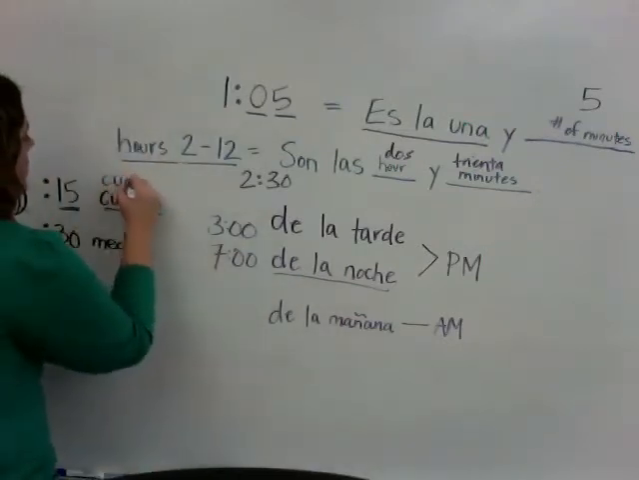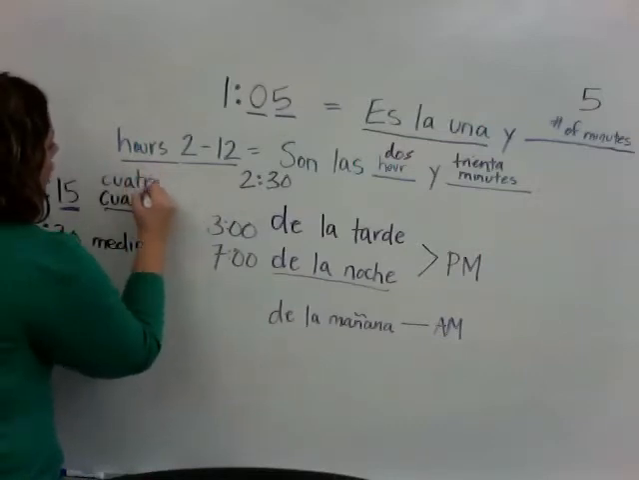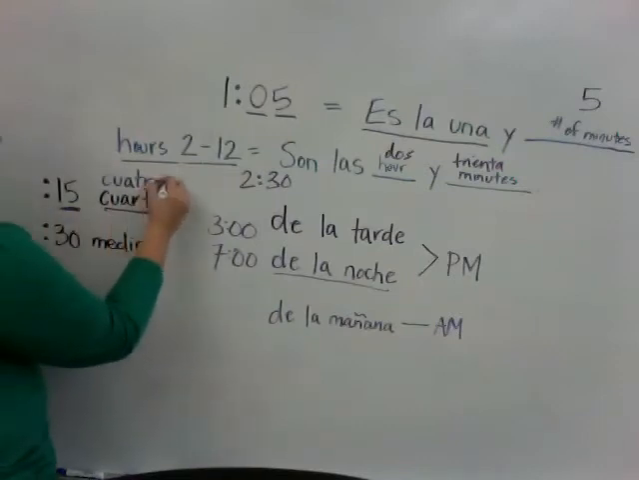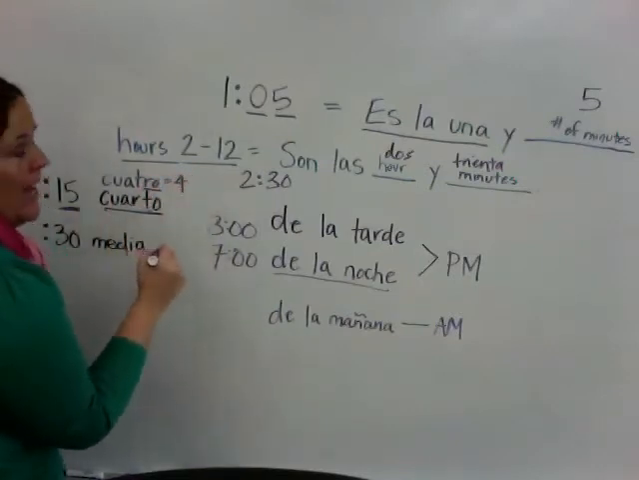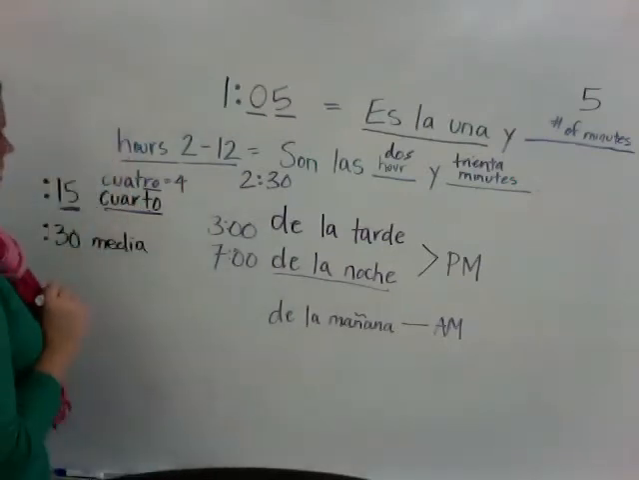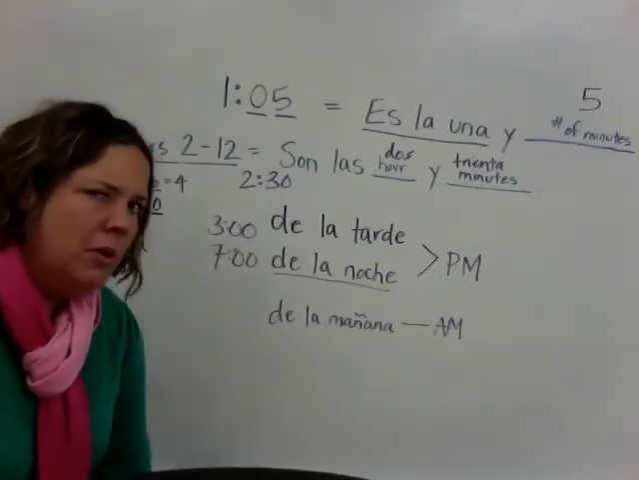Cuatro is spelled C-U-A-T-R-O. Cuarto, the R and the T are switched, okay? So cuatro, remember, is number 4. However, cuarto, meaning quarter after, cuarto, okay? But you could also use quince. They're both just as right.